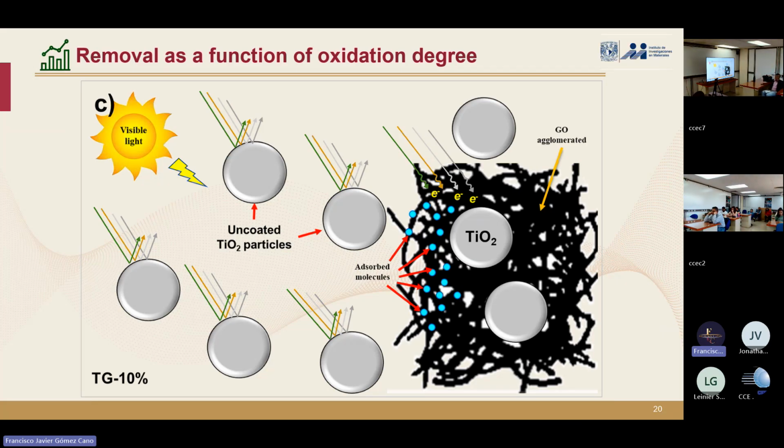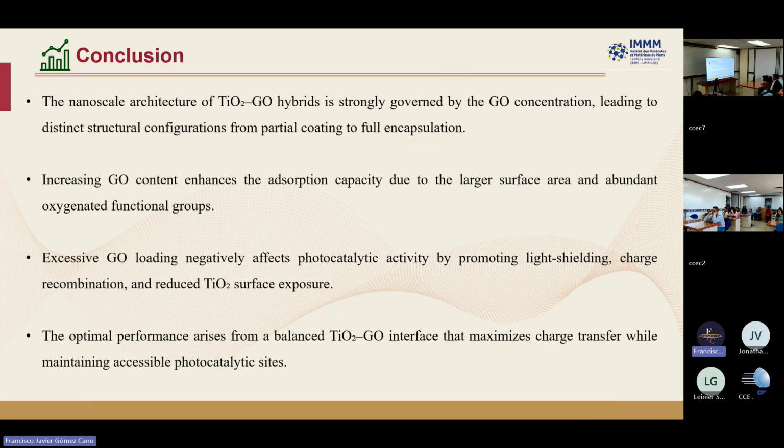Okay, with this, the electrons are generated, get trapped inside graphene oxide, and recombine instead of moving to the titanium dioxide. Additionally, the titanium dioxide particles that are not covered by graphene oxide simply don't react with visible light, because titanium dioxide alone cannot work under visible light, but it can work under UV illumination.